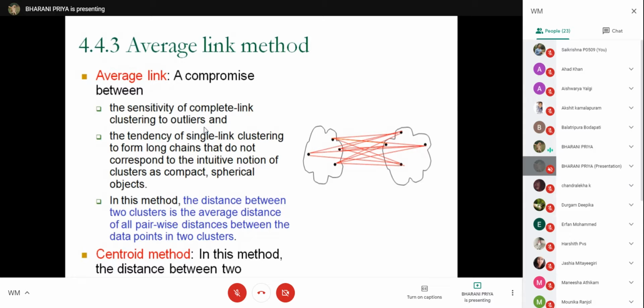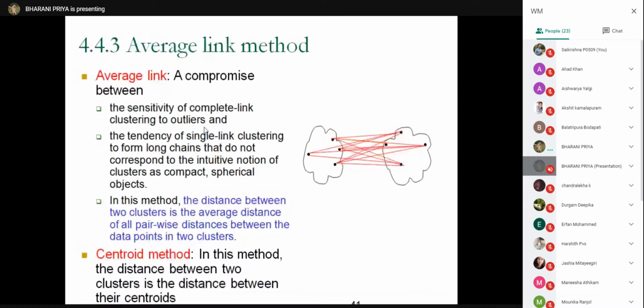Next, there is another method, the centroid method, but mainly we are discussing the three methods only, that is single link, complete link, and average link. The centroid method is the center method where the mean value is taken. The distance between two centroids.